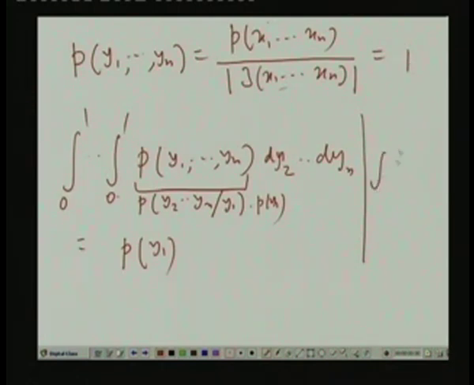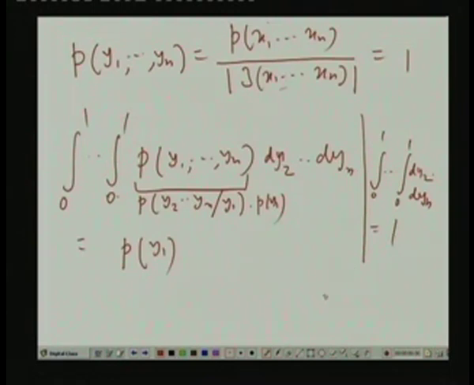So, if you integrate this 1 from 0 to 1, up to 0 to 1, with respect to the same variables dy_2 up to dy_n, every integral gives rise to 1. So, 1 times 1 times 1 times up to n minus 1 times 1. So, you see p(y_1) equal to 1.